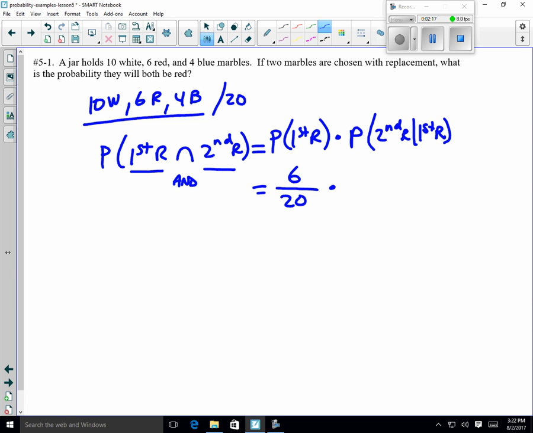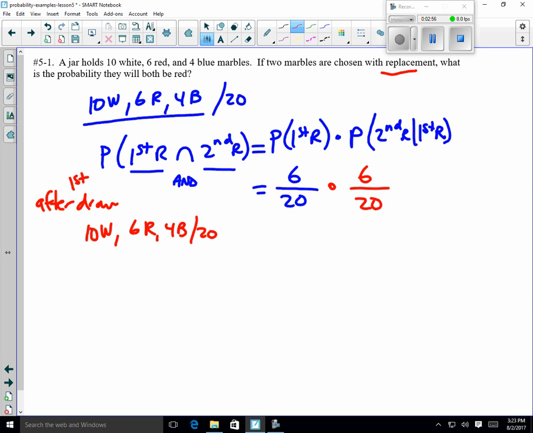Okay, so then we're going to multiply by the probability that the second marble is red given that the first marble is red. So given that the first marble is red, we have to reconsider the situation. I'm going to change colors for this one. We're multiplying by another probability. So let's consider what we have after the first draw. Well, because this is with replacement, we'll still have the original 10 white, all 6 reds, and 4 blues, and therefore 20 marbles. And so the second time around, we have, again, 20 marbles, and 6 of those are red. And so it would again be 6 out of 20.